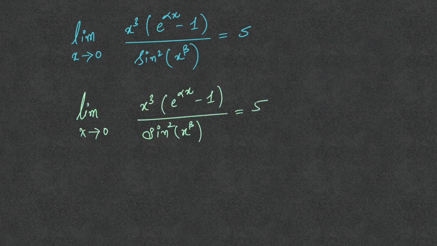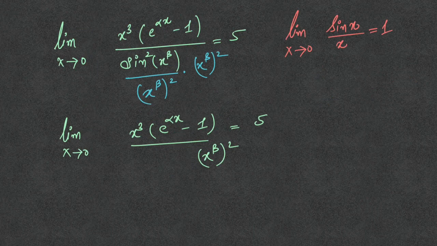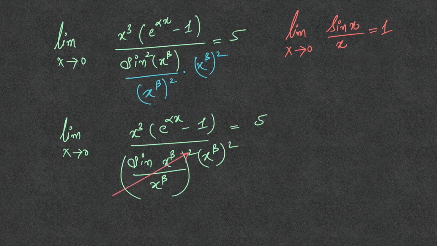First of all, we know that limit x tends to 0, sine x upon x is equal to 1. This is the standard limit. So here we should divide and multiply with (x to the power beta) whole square. So in the next step, this can be written as sine of x to the power beta upon (x to the power beta) whole square. Using this standard limit, I can say this will tend towards 1.